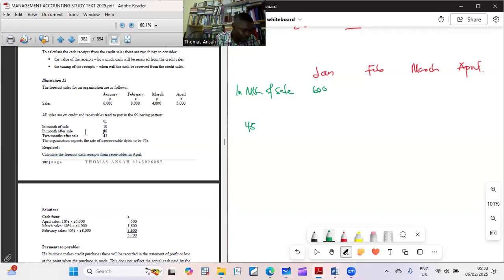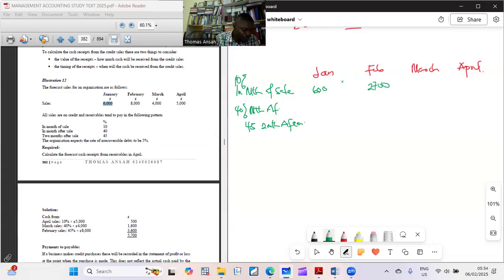Then 40% of that, because bad debt has already been factored in, that's why I'm using the full percentage. So 10% in the month of sales, 40% month after. So you'll be writing those things. 45% 2 months after. So if you pick the January sales, that is how it will be. So 10% of that gives you this. 0.45 of that 6,000 gives you 2,700. That is the next month.